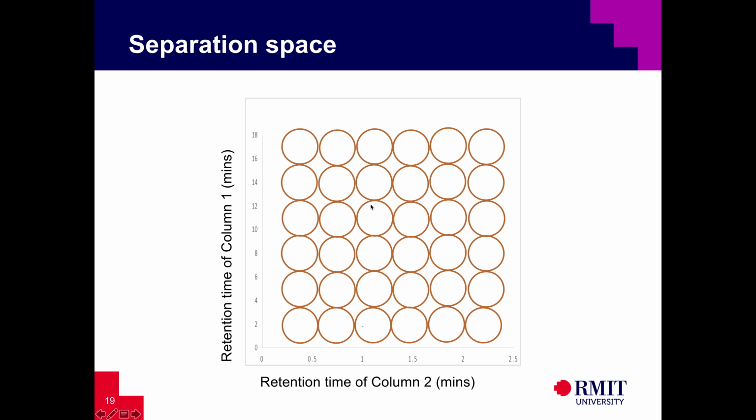Now normally when you're doing 2DLC, most of your peaks are going to come around within these two black lines. But the wider you can get the angle between this angle here, the more separation space you're going to be able to take advantage of.